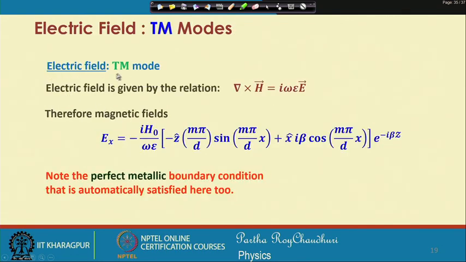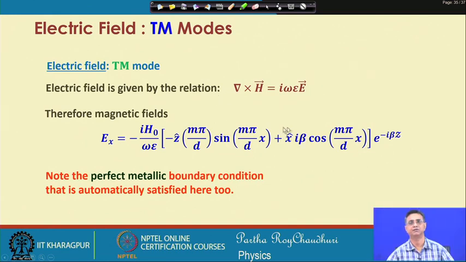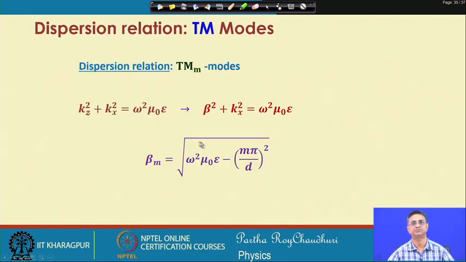So, the electric field of this TM mode again will come from this relation, del cross H equal to this. Therefore, the electric fields can be written in terms of this. So, you have a z component of the electric field and you have an x component of the electric field in this case, and again the perfect metallic boundary condition, that at x equal to 0 and x equal to d the fields will vanish, is again satisfied here. You can just check this.